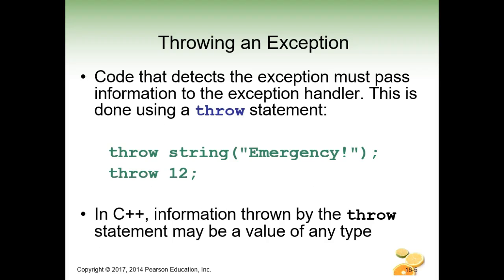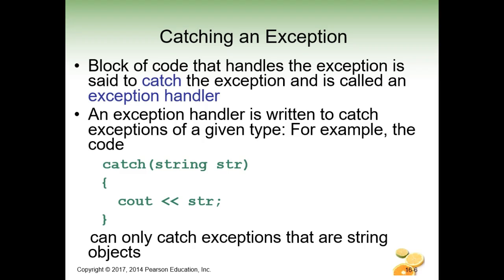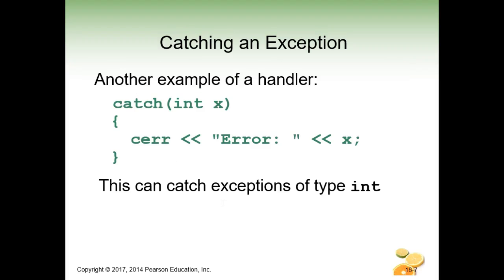Okay, so a throw statement might look like this: throw a string, like "emergency", or throw an integer. A lot of times it's a string because it's error messages. And then a catch statement will take that string that gets thrown and do something with it. In this case, it will display it. Here's an example: if you were to throw an integer, this catch statement would catch the integer and then display error and maybe display the value after it.